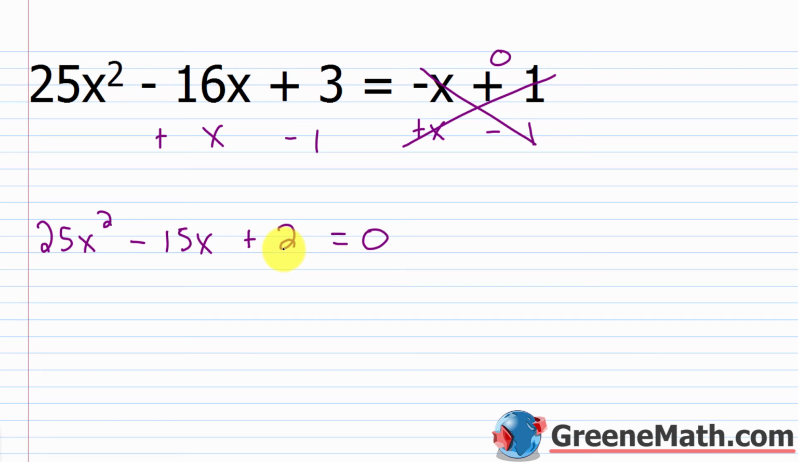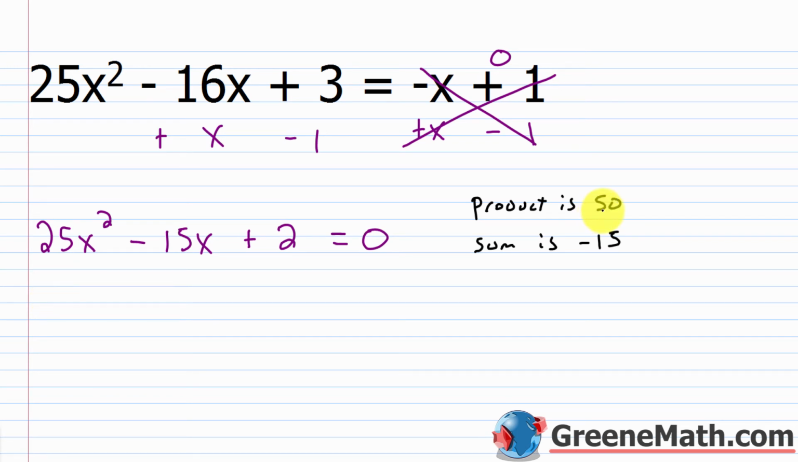So if I think about what I'm going to do, I'm just going to factor this using grouping. So we want to find two integers whose product is 25 times 2, or 50. So the product is 50. And then the sum is negative 15, that middle coefficient. So we think about this. We know that it's going to be a negative and another negative.